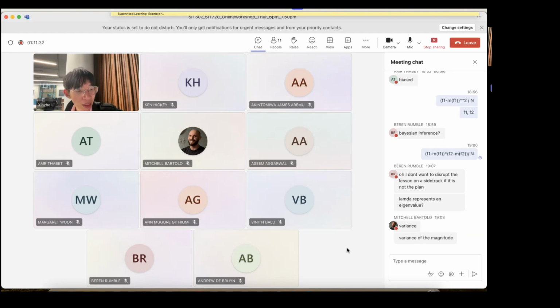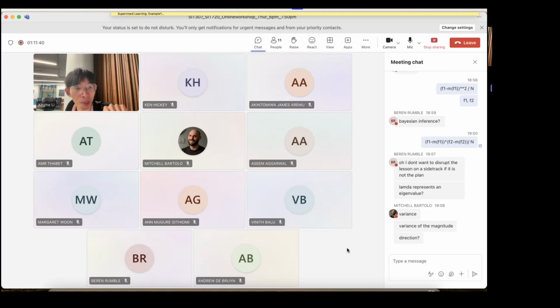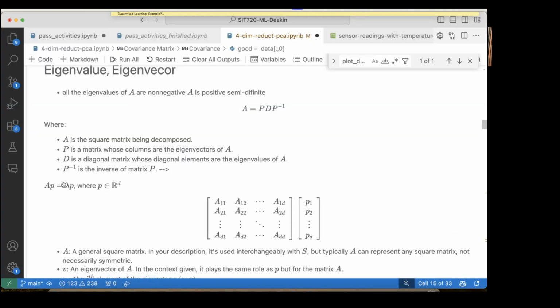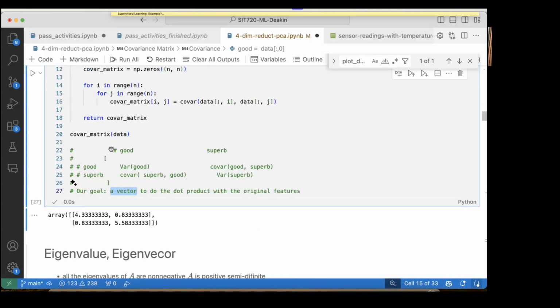What do you mean magnitude? Oh, a magnitude is just one value, but variance is calculated on multiple values. Direction, you mean the vector, right? The P, the magnitude of P. You mean this P? This vector we are looking for?